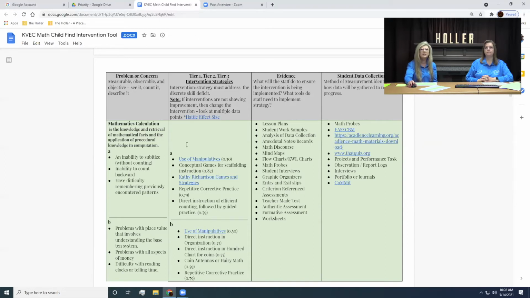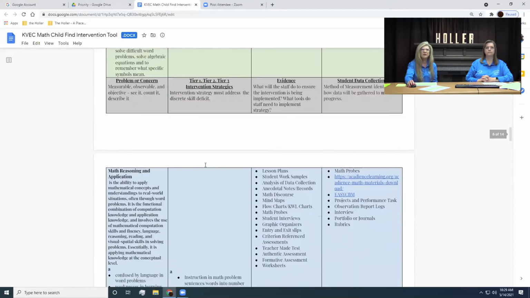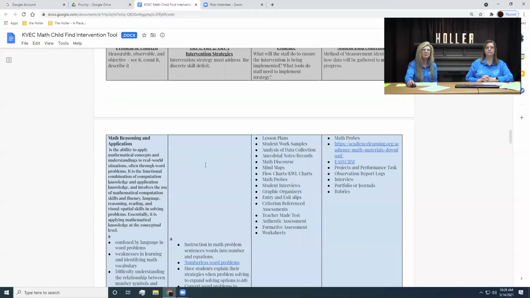But I wanted to talk about, first of all, how this is set up. Like I said, we have math calculation, which is the knowledge and retrieval of mathematical facts, and the application of procedural knowledge in computation. And of course, we broke that down into subcategories, and we just labeled those with the alphabet, A, B, C, D. We tried to just chunk it into areas where we could match it with an intervention strategy. The next area was math reasoning and application, and we know that typically involves that problem-solving process. And so that's what this one is.